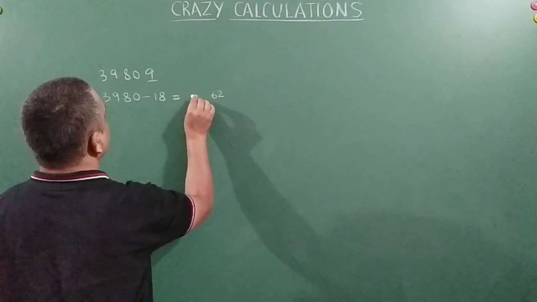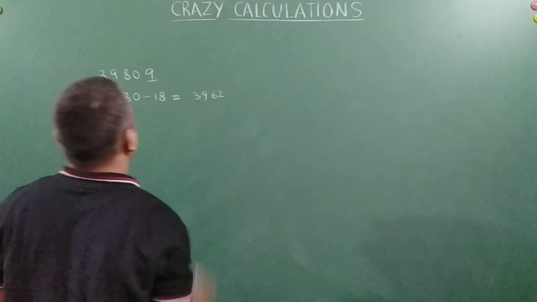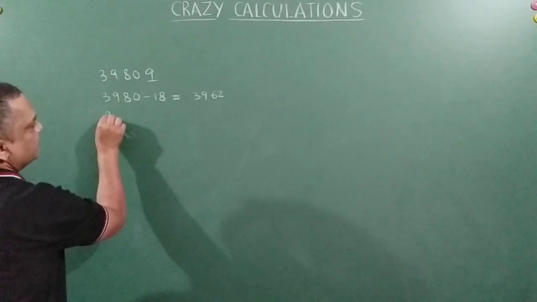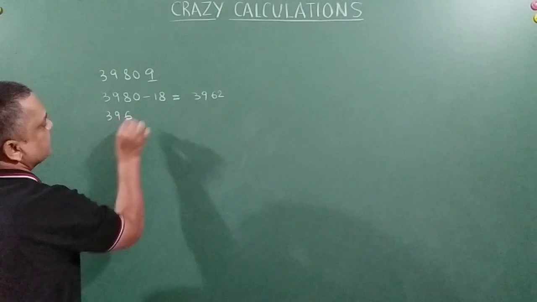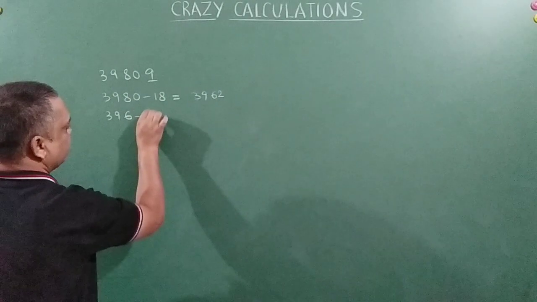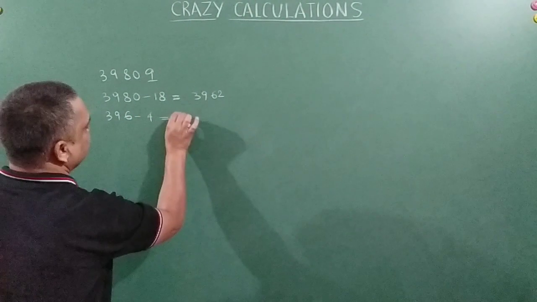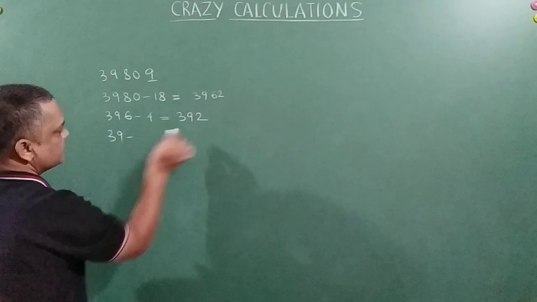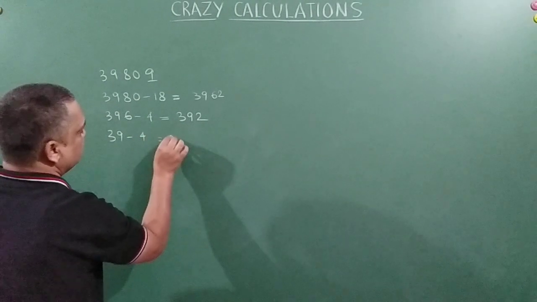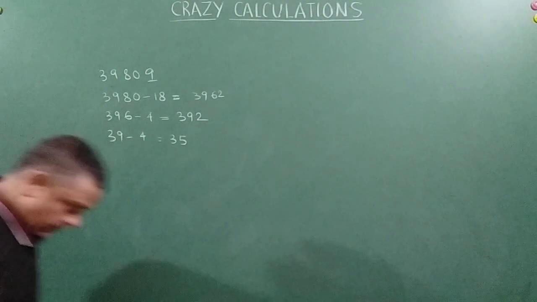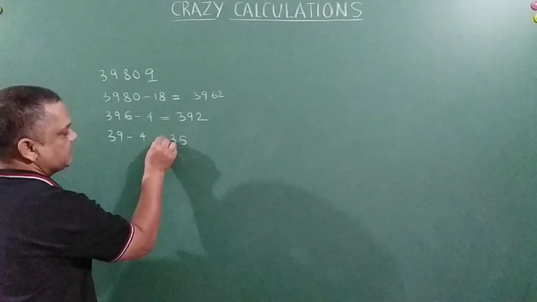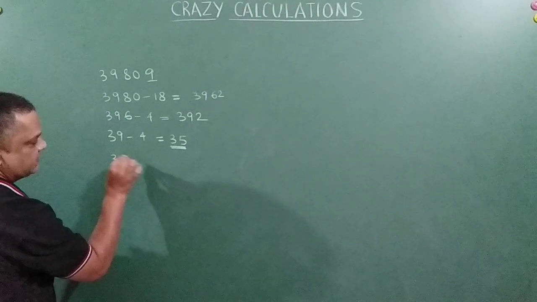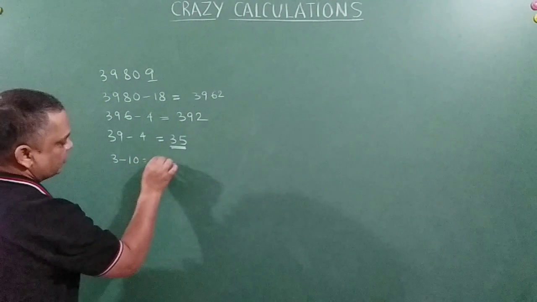So how much? This is 2, right? 3, 9. Correct. So now 3, 9, 6 minus double of last digit, again 4. Right? So this is 392. Now 3, 9 minus double of last digit, that is 4. That is equal to 3, 5. Now we see that 35 is divisible by 7 here. Okay. If you want, we can process it further also. 3 minus double of last digit, that is 10, is equal to minus 7.